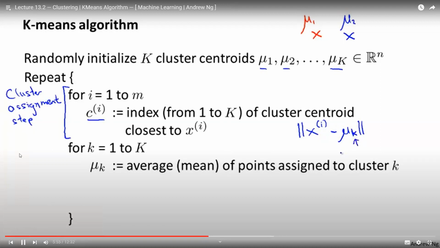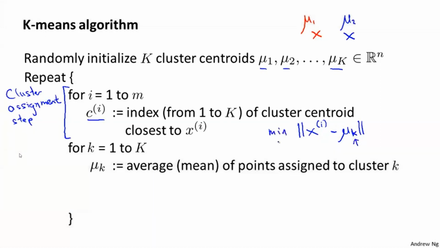Into the different centroids. So ci: I'm going to minimize over my values of k and find the value of k that minimizes the distance between xi and the cluster centroid, and that value of k is what gets set in ci. So here's another way of writing out what ci is. If I write the norm of xi minus mu k, this is the distance between my ith training example xi and the cluster centroid mu subscript k.